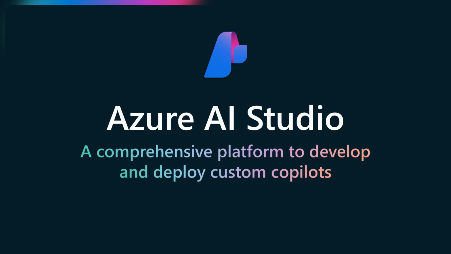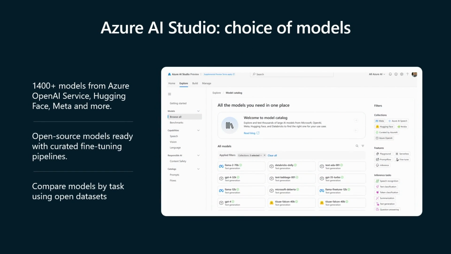Azure AI Studio is the platform to develop and deploy custom Copilots. Azure AI has a lot of choice in models, so you can use all kinds of models, and that's something really unique. You can use, for instance, the Azure OpenAI models, like, for instance, the GPT-4 family, Hugging Face, and Meta. But there are a lot more available, and Henk will show you some of them as well later in a demo.